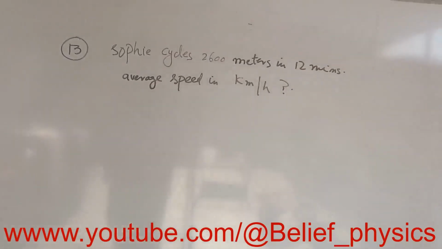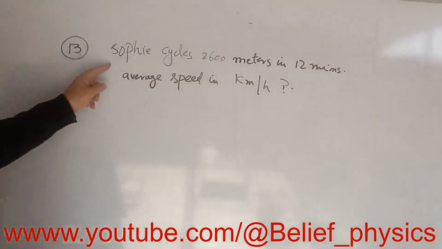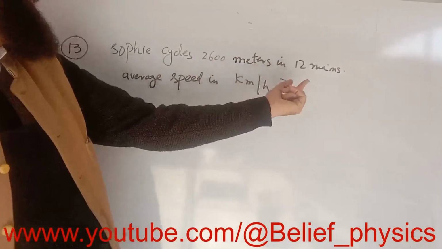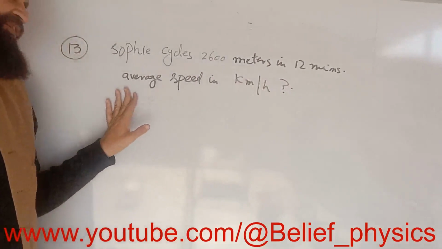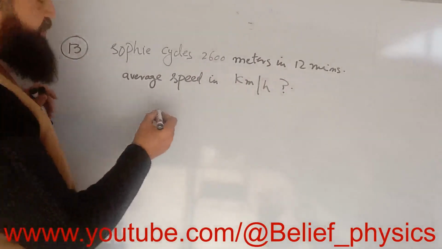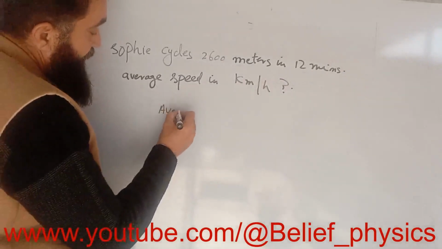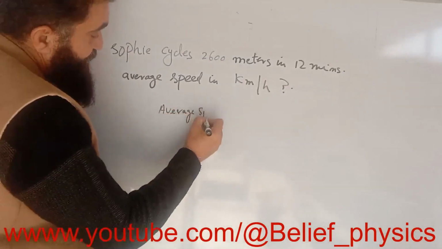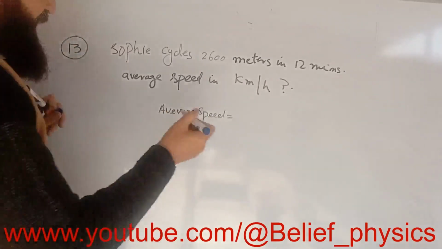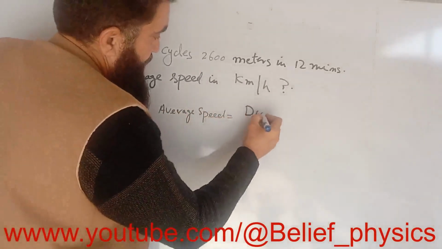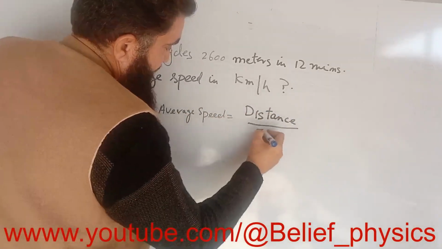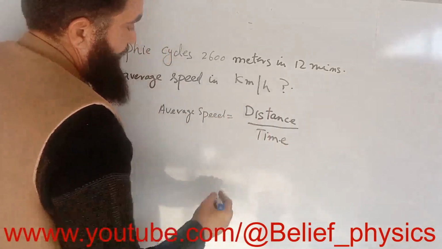Question is, Sophie cycles 2600 meters in 12 minutes. Work out her average speed in kilometer per hour. So average speed formula is distance divided by time. This is the formula for average speed.